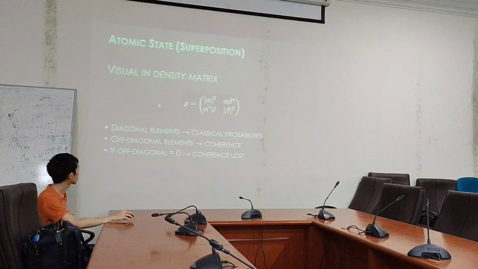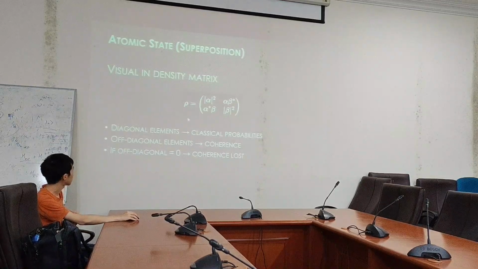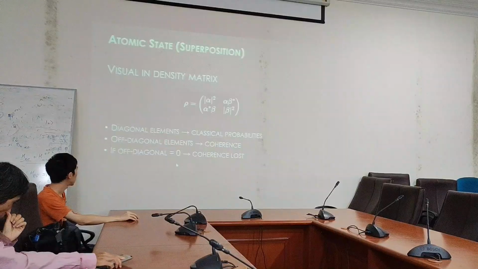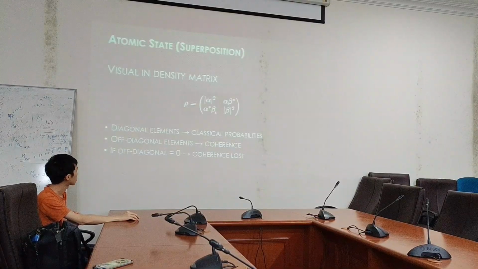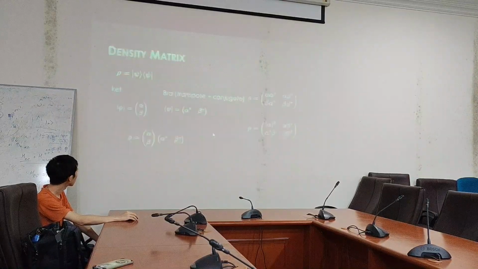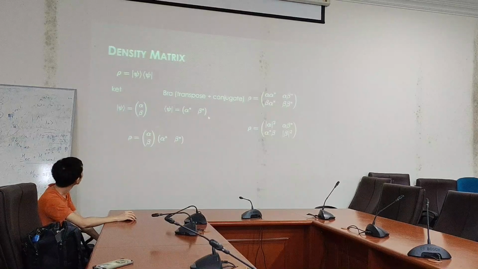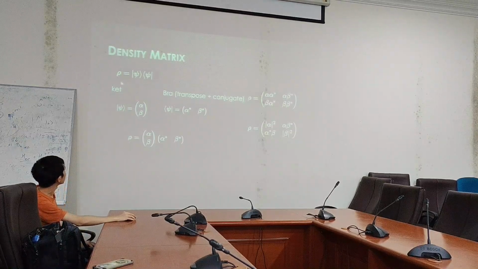In the density matrix, we want to see the coherence. The coherence is the off-diagonal, which means not this one and this one, because these are diagonal, and the off-diagonal is this and this. If it is 0, then the coherence is lost. And this is the density matrix.